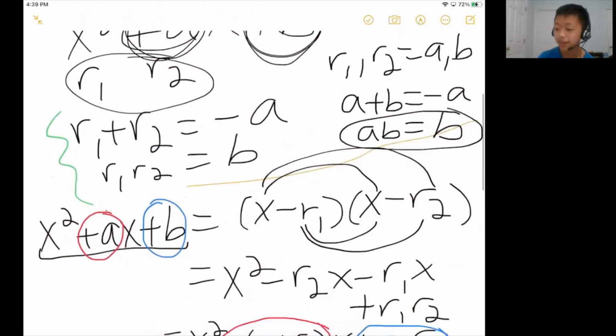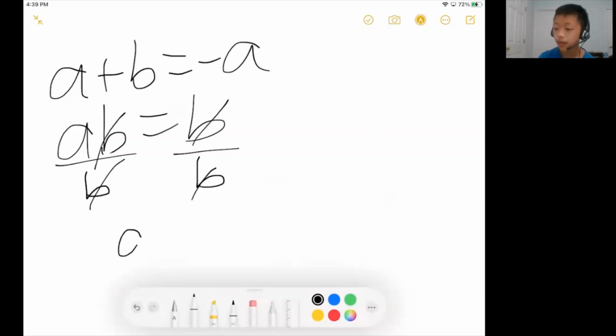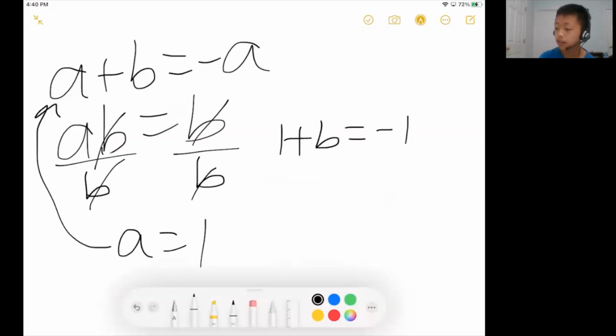So b can't be 0. That means we can divide both sides by b, so that cancels, and then we get a equals 1. Then if a equals 1, you can plug that back into that first equation. So 1 plus b equals negative 1. From there you get b equals negative 2.